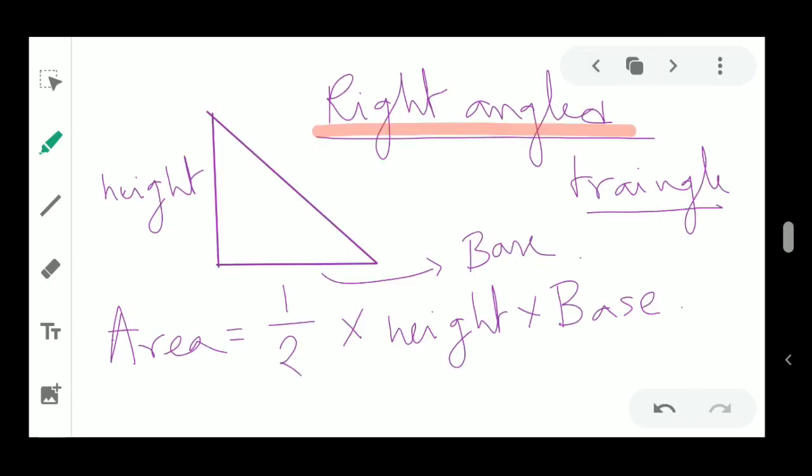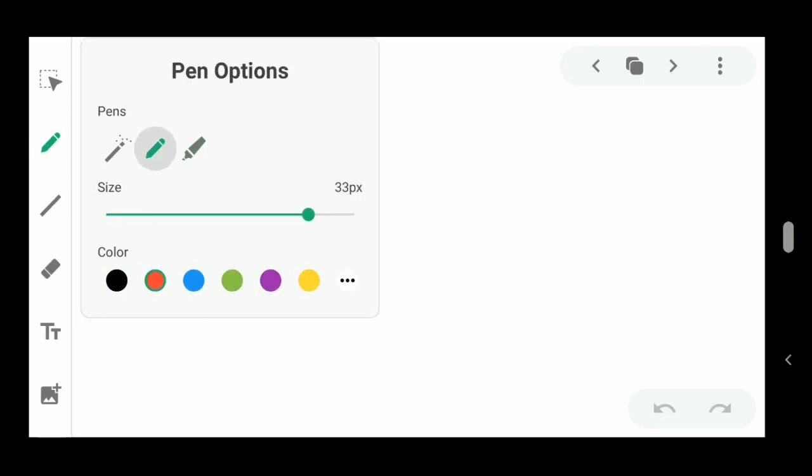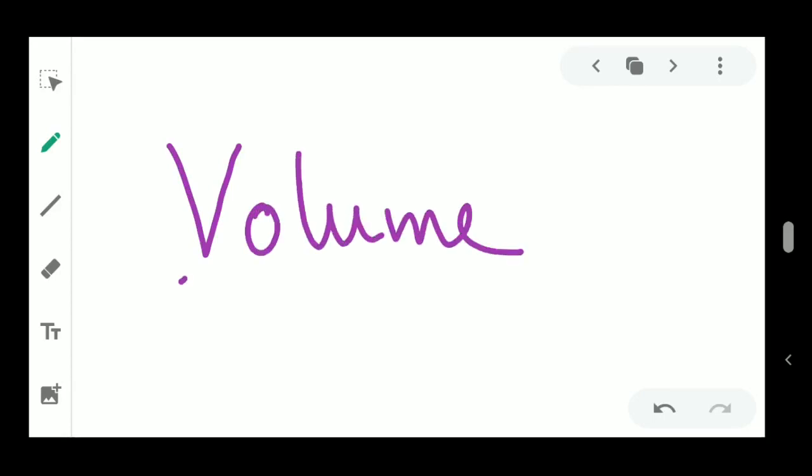So the first topic we have come till this much, area, right? In the next topic we will be talking about volume. So what will be the topic for our next class? That is volume. So in this topic, what will be your exercise?